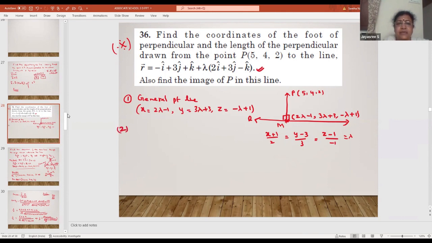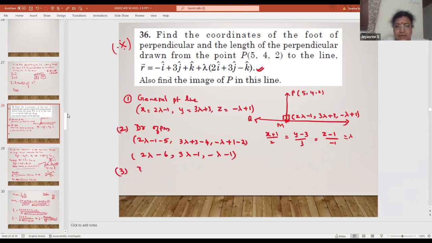My second step is writing the direction ratio of PM. That comes by subtraction: 2 lambda minus 1 minus 5, 3 lambda plus 3 minus 4, minus lambda plus 1 minus 2. That makes it 2 lambda minus 6, 3 lambda minus 1, minus lambda minus 1. After writing this, my third step is the direction ratio of line L. It is compulsory to check whether it is in the standard form. So 2, 3, minus 1. So that is what we write.